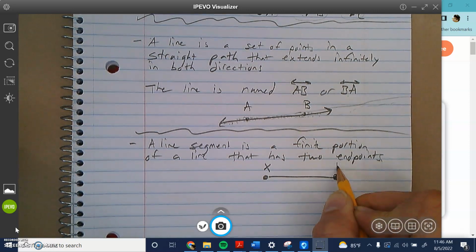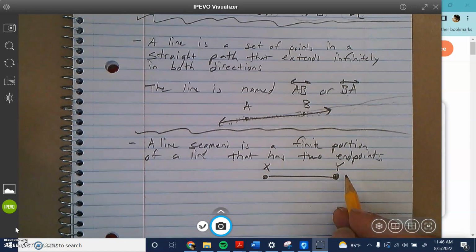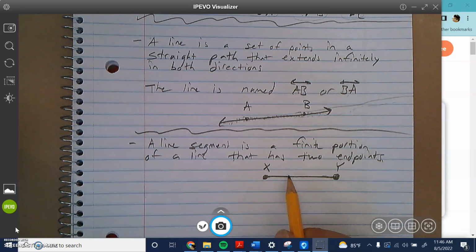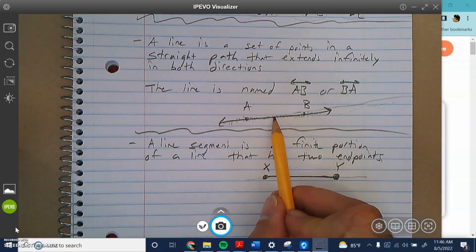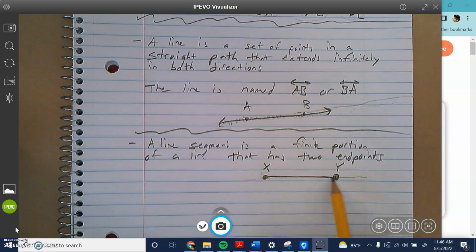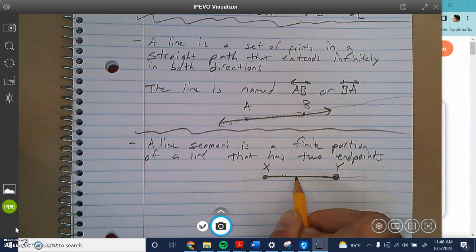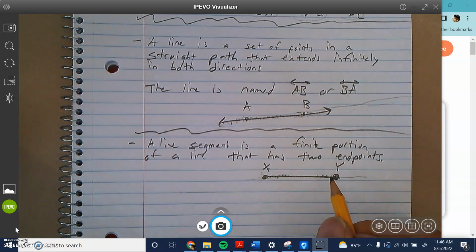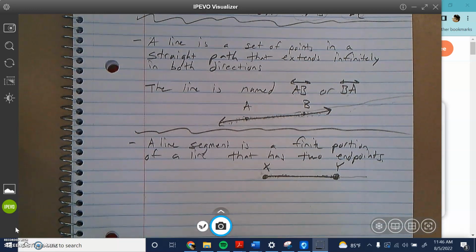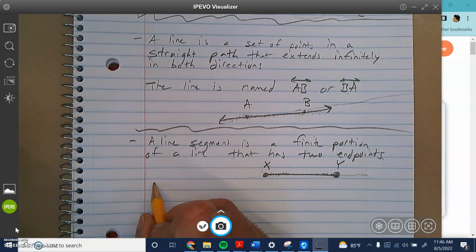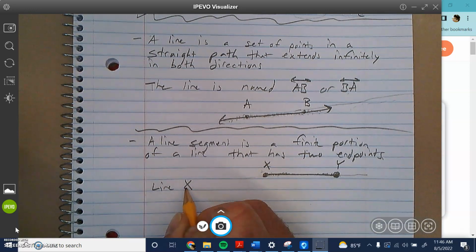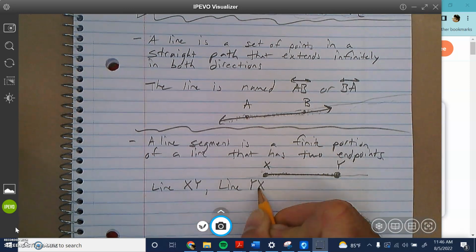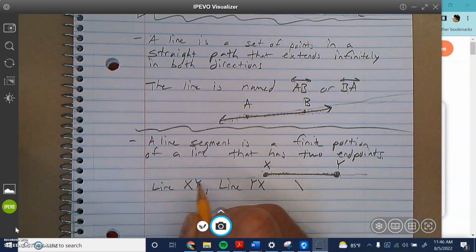So it could look like this. Let's call this X. This is Y. I'm just making that up. I could say C or D or A or B or whatever. Just any letter works. So it starts here and it stops here. It does not go forever in both directions like the line does. It is finite, which means it is only between these two points. And of course, there's an infinite amount of points in between. That's what makes up the line. But only X and Y, the endpoints, are indicated there. Okay? So you say line segment XY or line segment YX. Line segment, my bad.